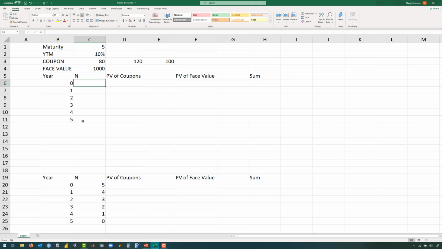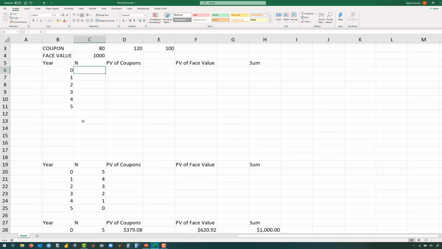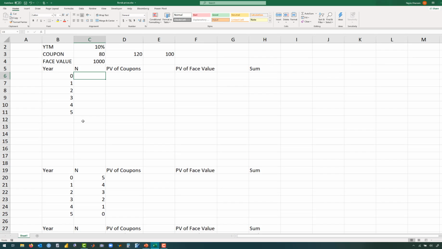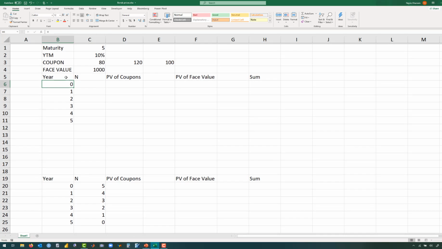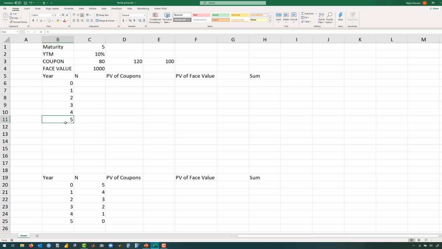So we'll do this for a discount bond, and then for a premium bond, and then finally for one selling at par. All right, so our yield to maturity is 10%. We have three different bonds. The first one pays a coupon payment of $80, so a coupon interest rate of 8%. The face value of this bond is $1,000. So we want to see what happens to the value of the bond from now till its maturity in year 5, so from 0 to 5.